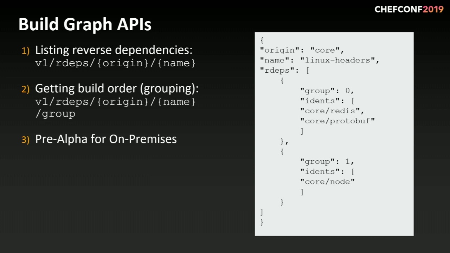These APIs are actually present in the SaaS Builder today. They're not quite there on-prem yet. We need to do a little bit of work to get them to you, but anticipate that those will be coming next, and we'll make those available. So that's what I have about on-prem Builder.